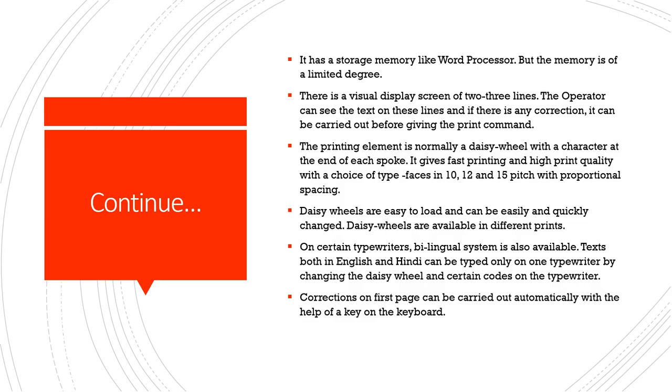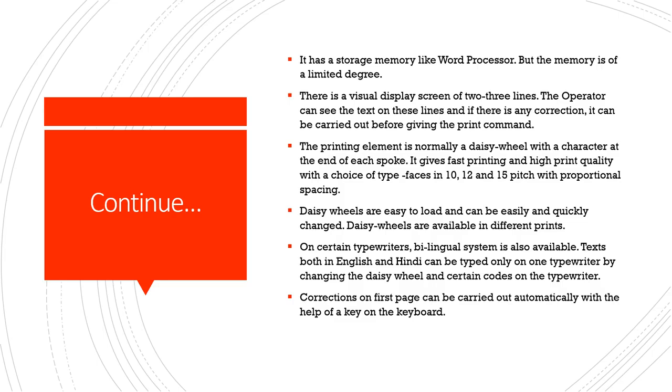And it has a storage memory that I told you now. Only because of microchip technology it can store a good quality of data like a word processor, but the memory is of a limited degree. Memory capacity is limited, but it can store data for future reference. There is a visual display screen of 2-3 lines. It means in a general typewriter, a user can look only at the particular word that we are going to type. But in an electronic typewriter, a user can look at 2 to 3 lines. If any error is there, he can easily correct it. If there is any correction, it can be carried out before giving the print command.